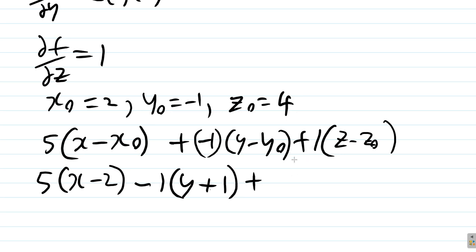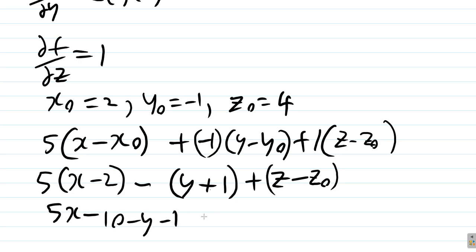Plus, you don't have to write this one here, but you didn't really have to write this one either. You could just write the minus and open bracket, and then this part is z minus z naught plus z minus z naught. So we can just open the bracket now and simplify. This will be 5x minus 5 times 2, which is 10, minus y minus 1 plus z equals 0.